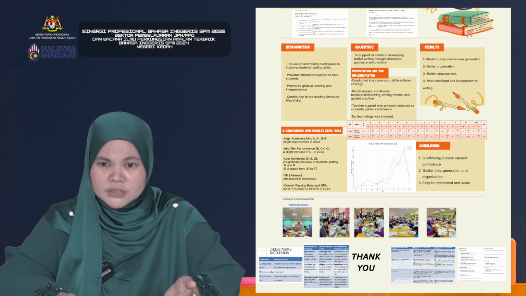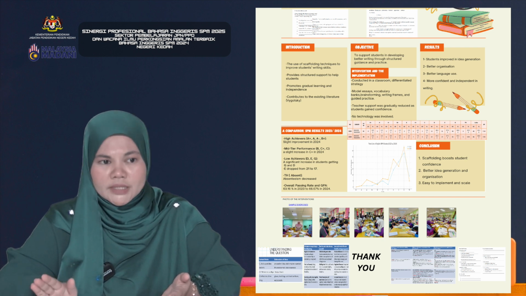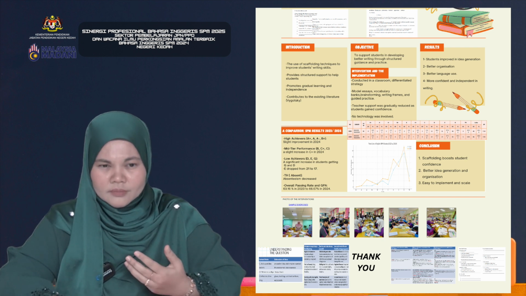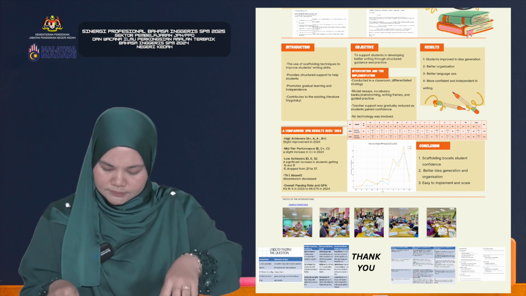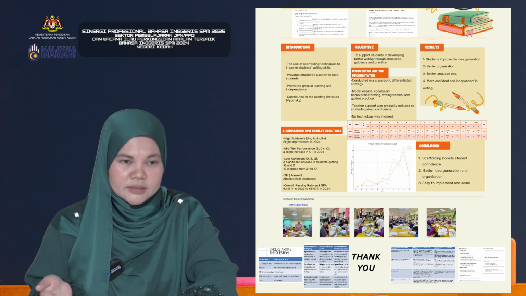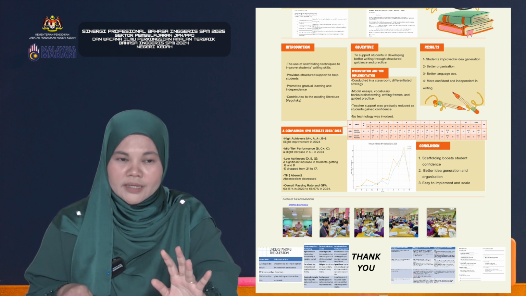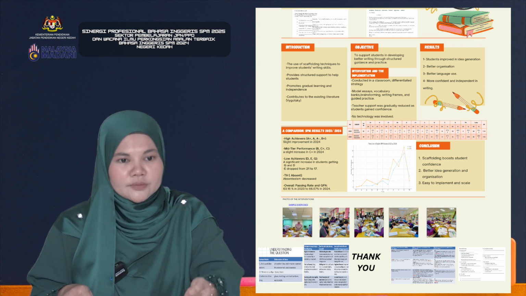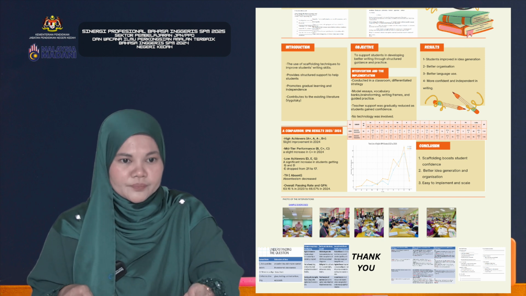So many students struggle with writing. Not just because they're weak in language skills, but they're not confident. So this is where scaffolding comes in. Most of them lack ideas and structure. So scaffolding actually helps students to generate ideas, develop their confidence, and organize their thoughts.